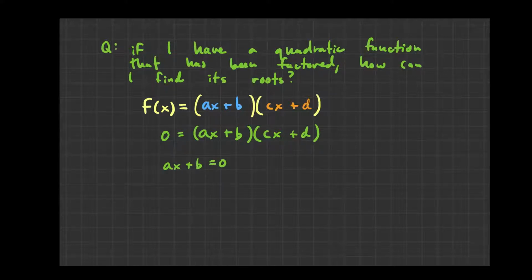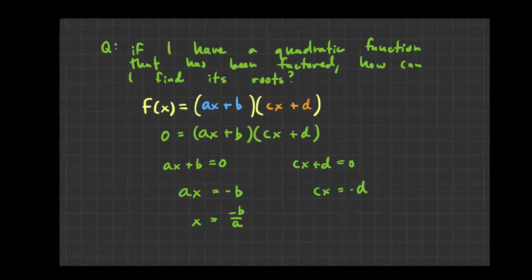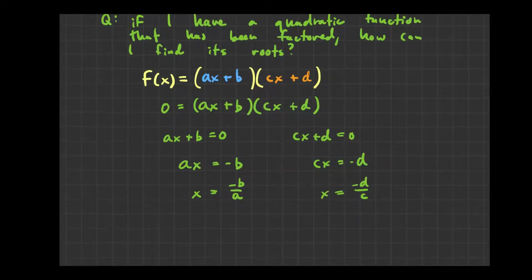You're very close. We got ax equals negative b. And if we were to solve for x, what do we do next? Yeah, divide by a. So x would be equal to negative b over a. Same thing over here. We'd have cx plus d equals 0. cx is equal to negative d. x would be equal to negative d over c, right? So those would be the two roots that we would get as long as we can factor it. Okay?